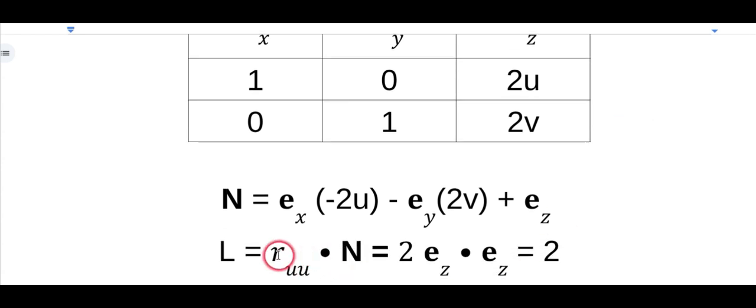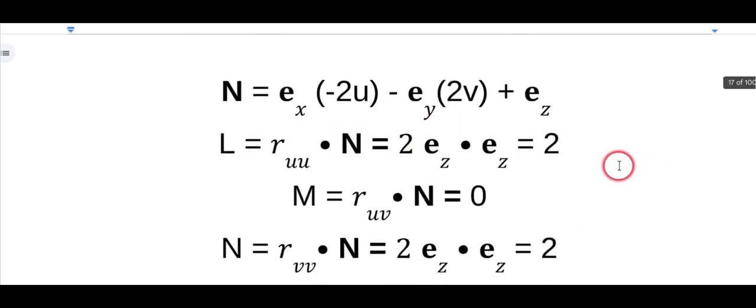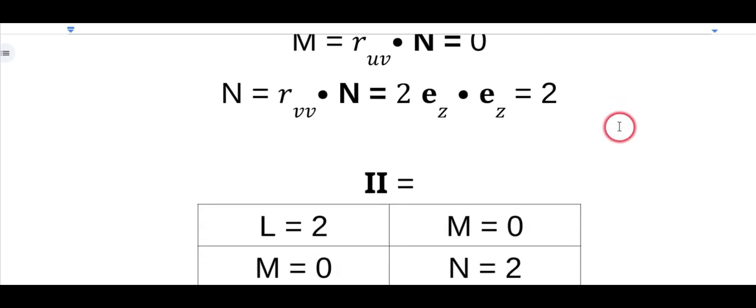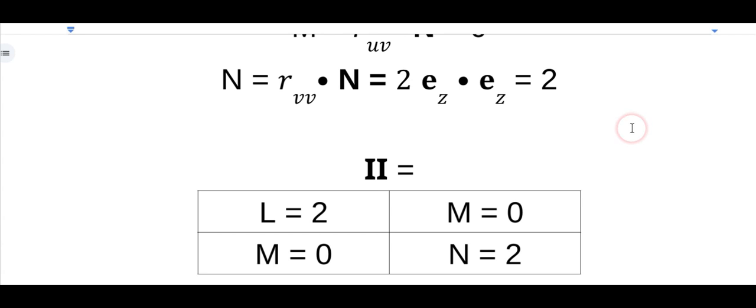So we have to dot each one of those second derivatives with the normal, and that's easy, it's just 2. The second one is 0, because that's 0. And the last one is 2. Okay? So now we have the second fundamental form matrix, and they write it like this: L, M, M, symmetric, and N.